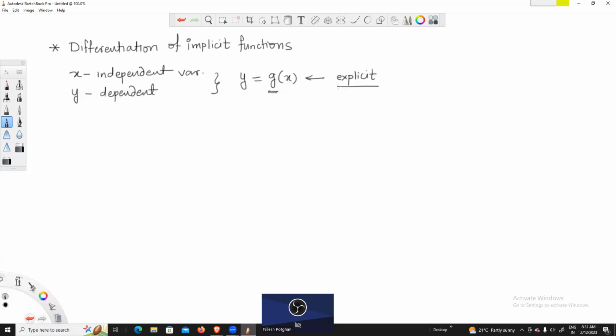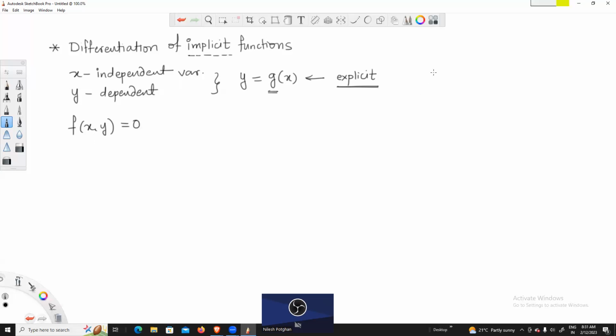But this may not always be possible, and sometimes we can write the relation between x and y through some implicit relation. So if I have two variables x and y, the function which relates x and y can be in the form of an implicit function, which looks like f of x comma y equal to 0. So instead of writing y in the explicit form as a function of x, as g of x, I can write a function of x comma y equal to 0.